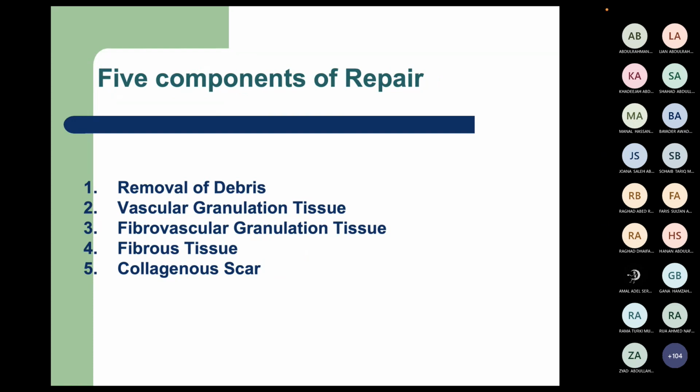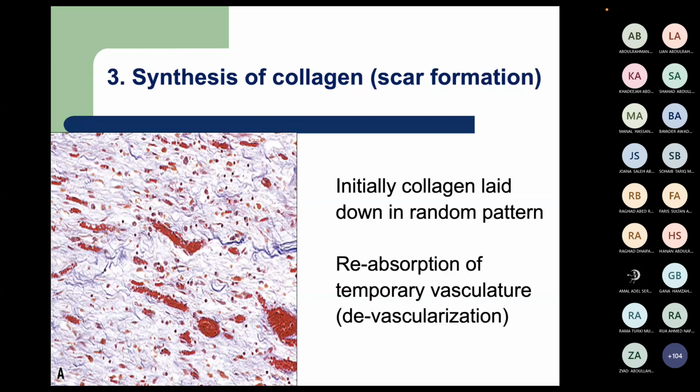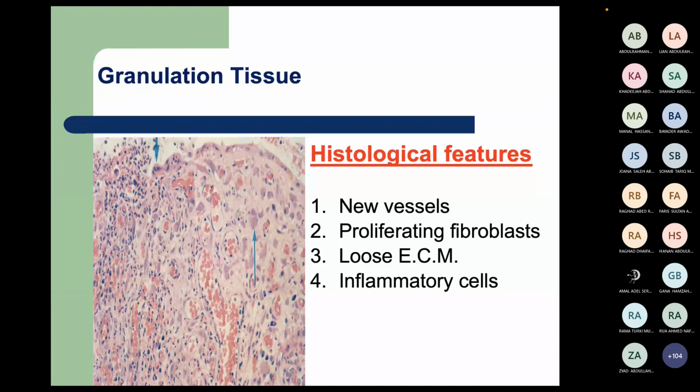Doctor, could you please repeat the part of devascularization? Yes, devascularization means, you see, in the beginning the granulation tissue has a lot of blood vessels, because the tissue needs oxygen, nutrients, glucose, proteins, and hormones and all these things.